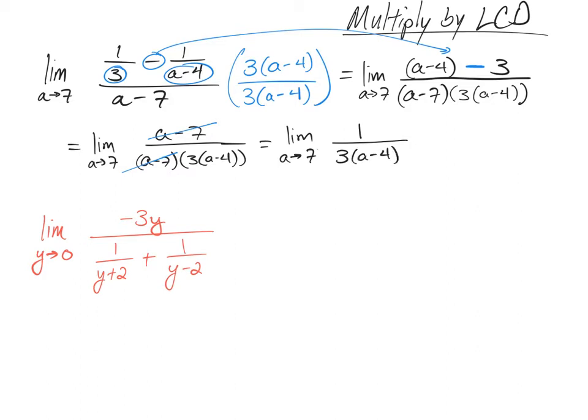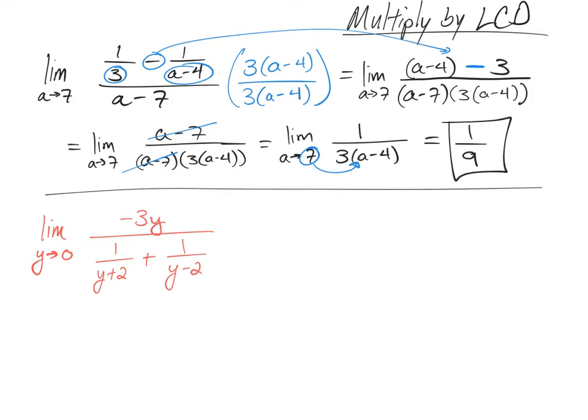So now we can directly substitute this in here because we will not have a 0 over 0 situation, nor will we have a divide by 0 situation. So when you substitute the 7 in there and simplify everything down, you'll end up with a 1 over 9. Okay, on to the next example.